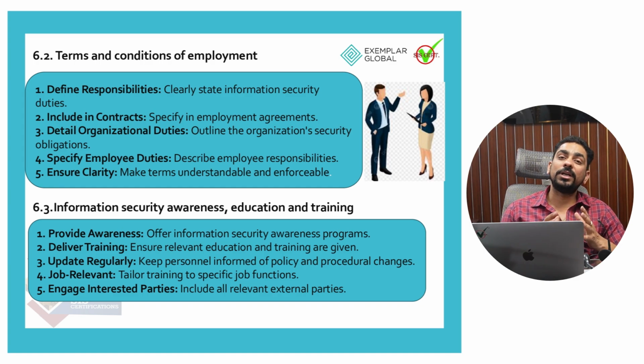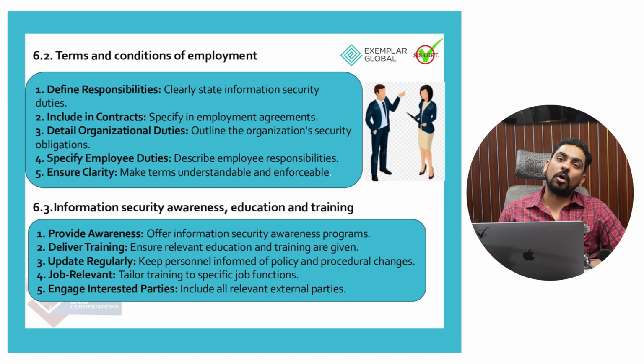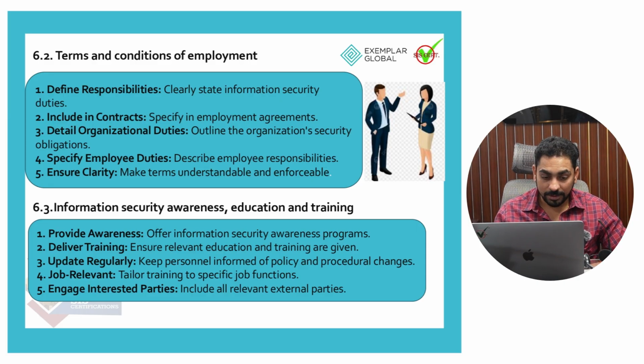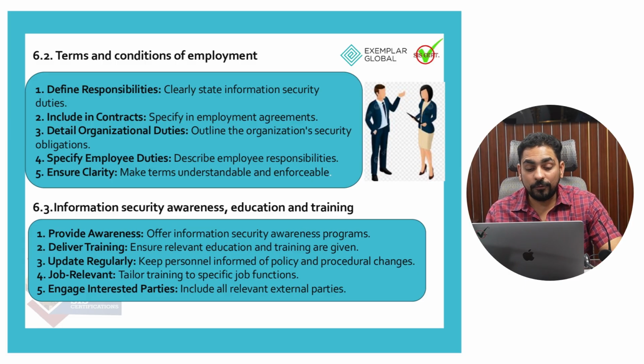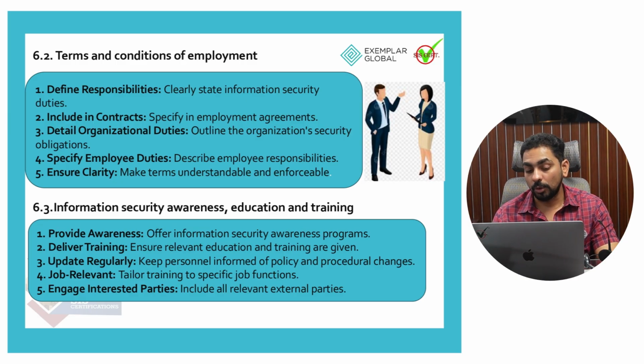This is what you need to identify when you go for an audit, when you perform your internal audit or the external audit. You need to make sure that these things are well taken care of. So provide awareness: offer informative security awareness programs, deliver training, and ensure relevant education and training are given. Update regularly, and keep personnel informed of policy and procedural changes. If there are any changes, let the people know. Job relevant: tailor training to specific job functions.